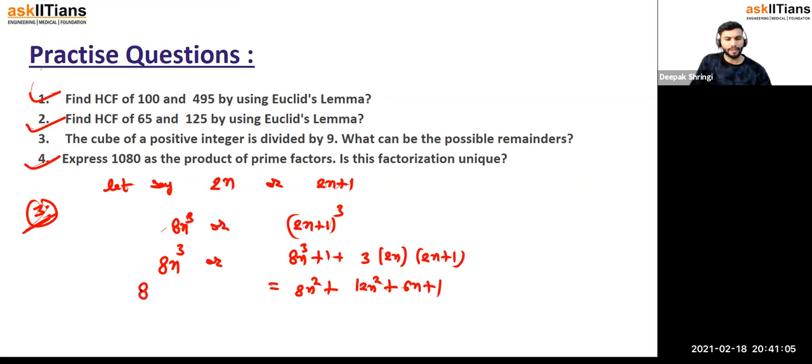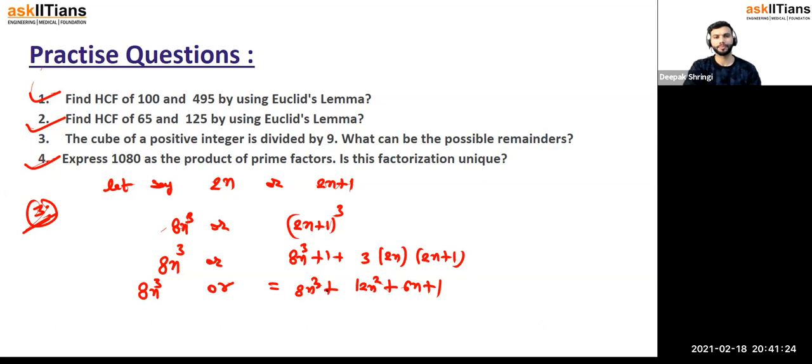So either you are having the first number 8n cube or you are having the second number, that is 8n cube plus 12n square plus 6n plus 1. Out of these two numbers, if you are dividing any number by 9, what could be the possible remainder? Think about it now.